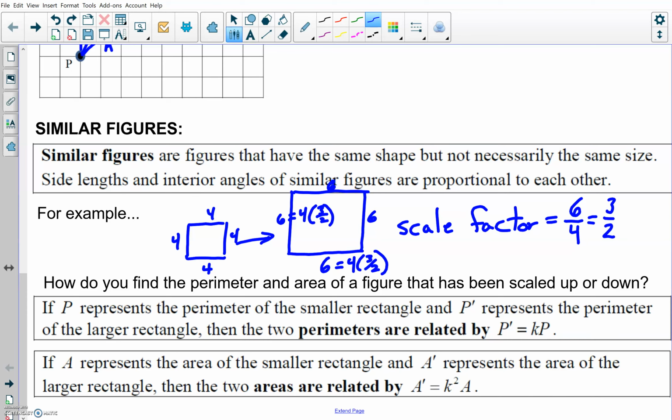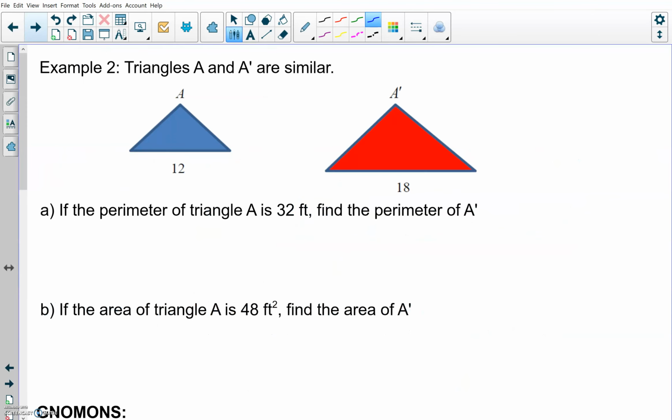So when you multiply those two new things together, you get 3/2 squared times 4 squared, or K squared, the scale factor squared, times your original area. So that's why it works. Anyway, let's see what we got over here.